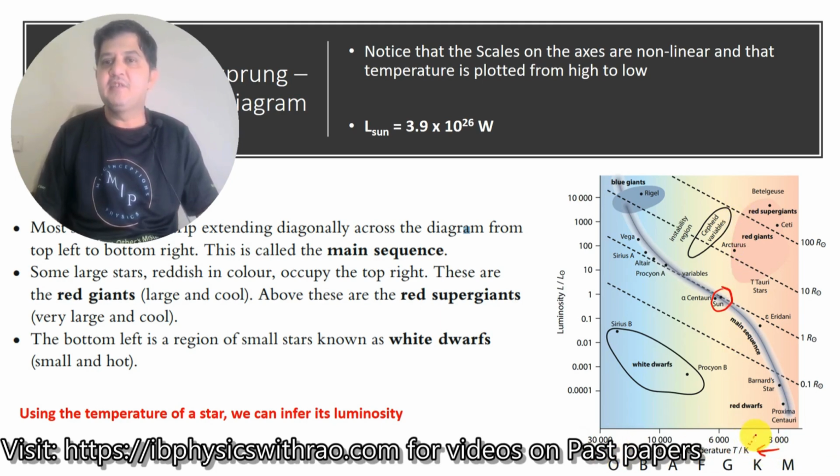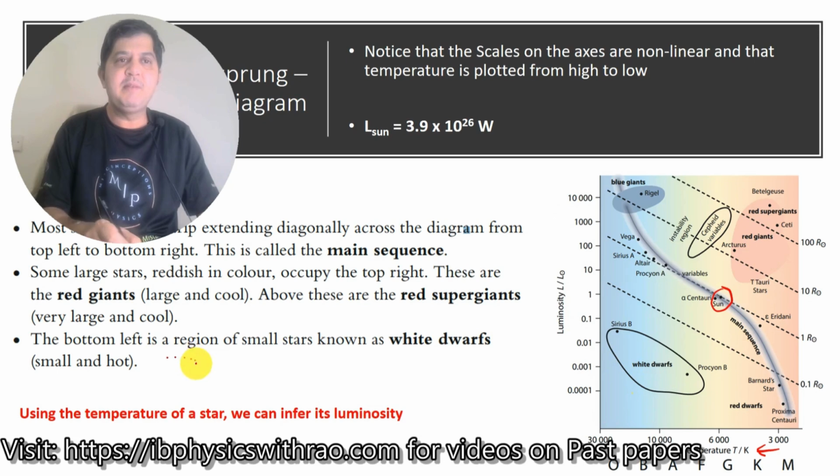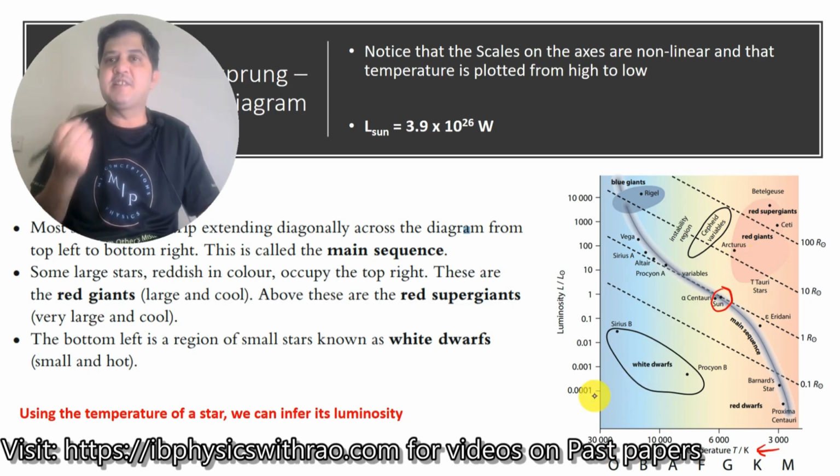So along the x-axis temperature is reducing like this, and along the y-axis the luminosity is increasing like this. The bottom left is a region of small stars, the white dwarfs, which are very small and hot also. This is the classification of the stars and what you can understand from the HR diagram.